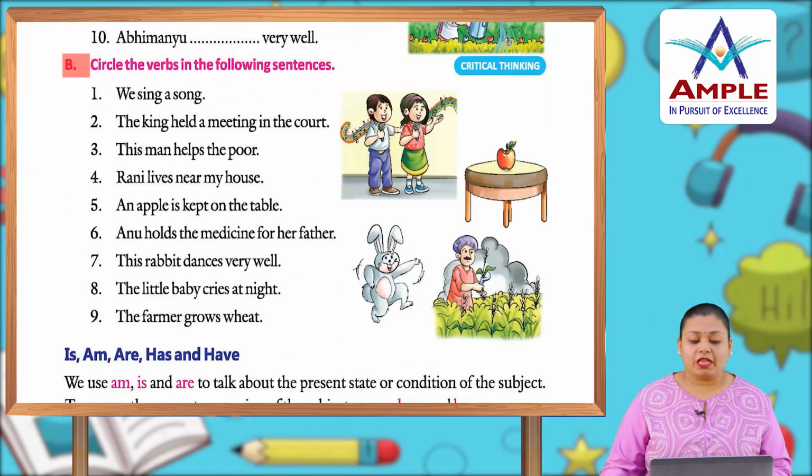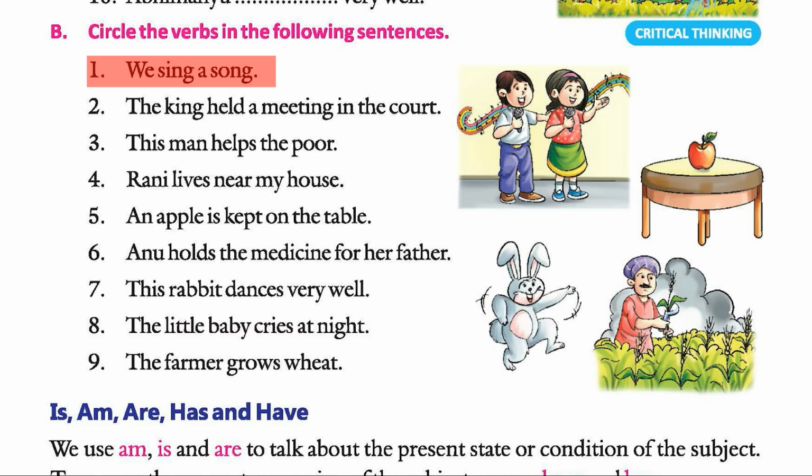Now the next one is B. Circle the verb in the following sentences. Here you have to circle the verbs. Number 1, we sing a song. So here sing is an action word, so we will circle this, sing. Now the rest of the part you have to do yourself.